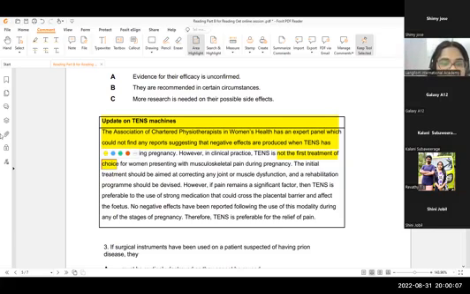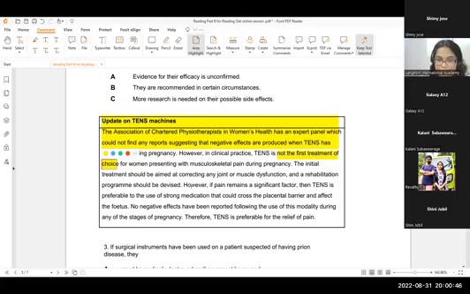So that is not something that they usually choose first, especially for women who have musculoskeletal pain during pregnancy. So nobody could find any fault with TENS, but TENS is not the first choice when they treat women who have musculoskeletal pain during their pregnancy. Okay, next sentence, Adra. The initial treatment should be aimed at correcting any joint or muscle dysfunction, and a rehabilitation program should be devised. So they're saying first they should focus on correcting any joint dysfunction or muscle dysfunction. Then they should come up with a rehabilitation program.